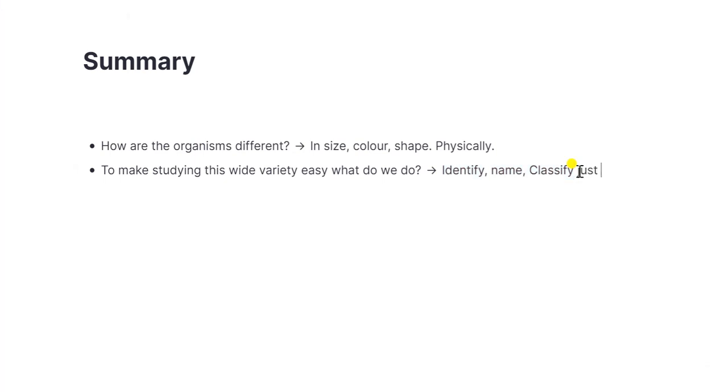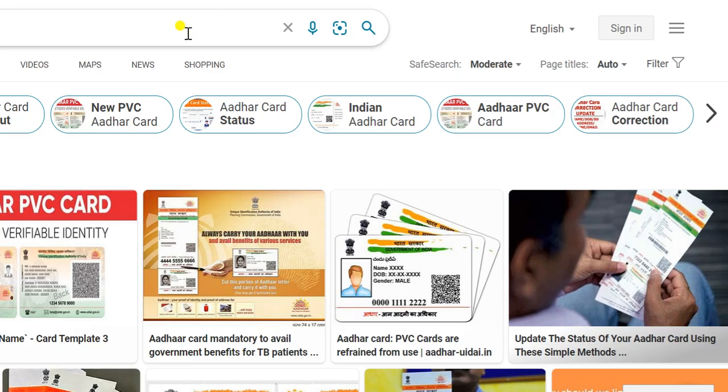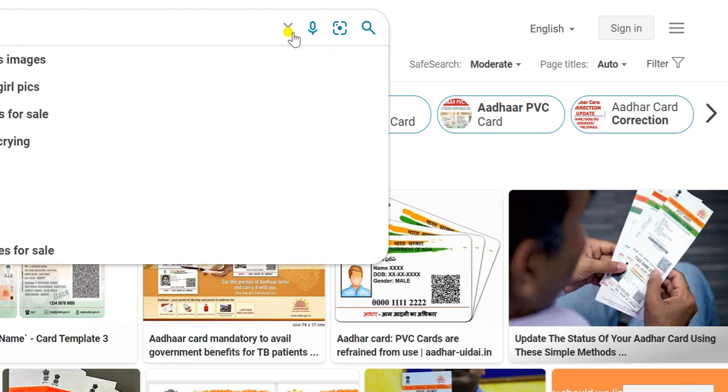Just like the Aadhaar card. Just remember the Aadhaar card. Like that only we do it. We classify if it's a male or a female. We have a name. We identify. Okay, this is a new baby that has taken birth. We identify it, we give it a name, and then we classify it as a girl or a boy. Any newborn baby.